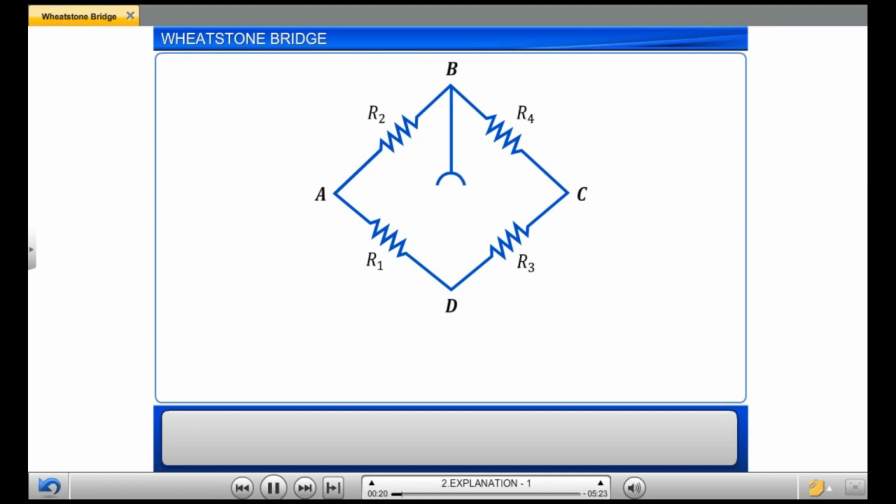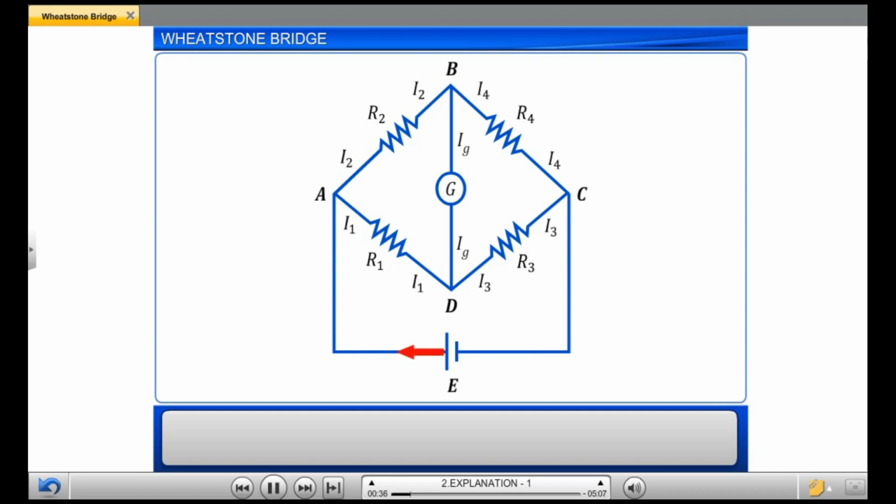Across the vertical diagonal BD of the rhombus, a galvanometer is connected to detect current. Across the horizontal diagonal AC, a cell is connected. I1 to I4 are the currents through the corresponding resistors R1 to R4. IG is the current passing through the galvanometer. Let G be the resistance of the galvanometer.